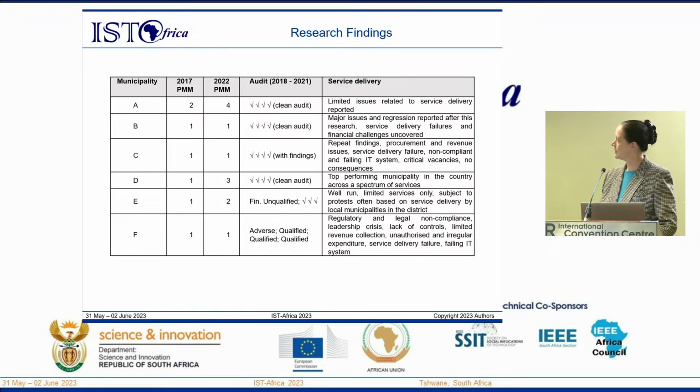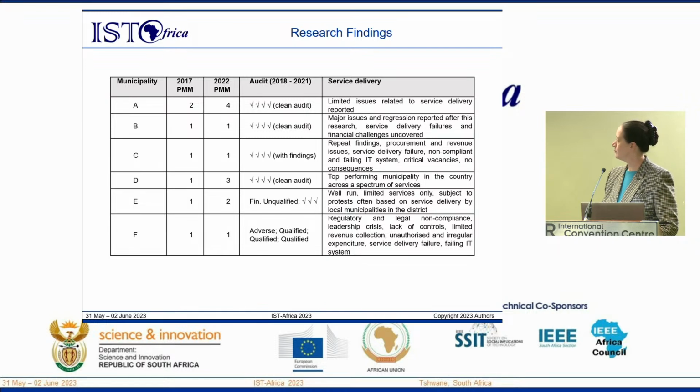In the second municipality, we have major issues and regression reported after this research. Service delivery failures and financial challenges have been uncovered at this municipality since I actually conducted the research. In the second municipality, there are repeated findings, procurement and revenue collection issues. There are service delivery failures, non-compliant and failing IT systems, critical vacancies not being filled, and no consequences being applied to people that are not doing their job.